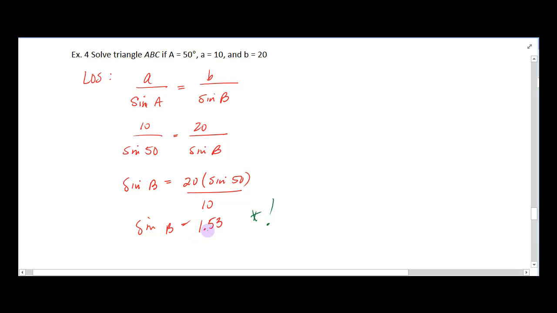In other words, the domain for the inverse sine is between negative and positive 1. This is outside of the domain, and therefore I cannot proceed. In other words, when you have something like this, this is the no triangle is formed case.